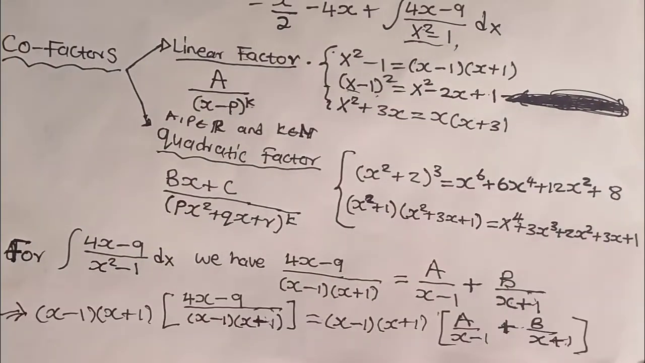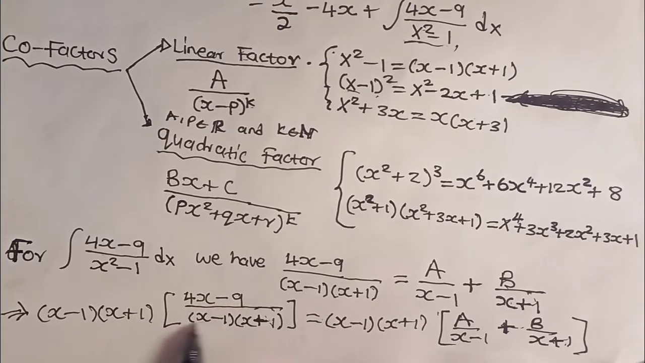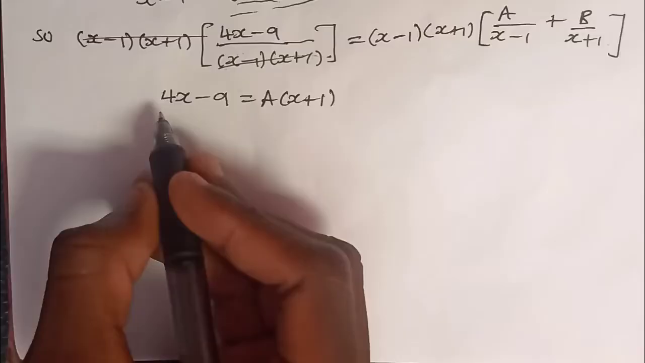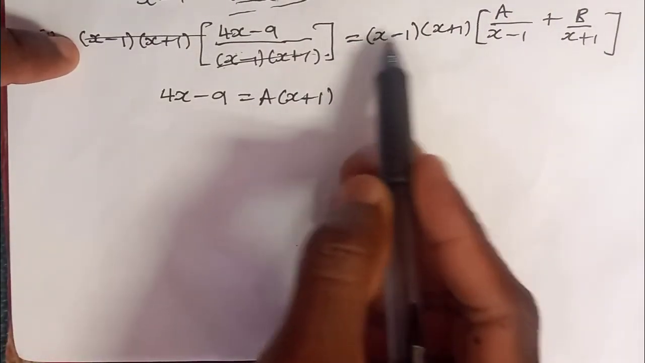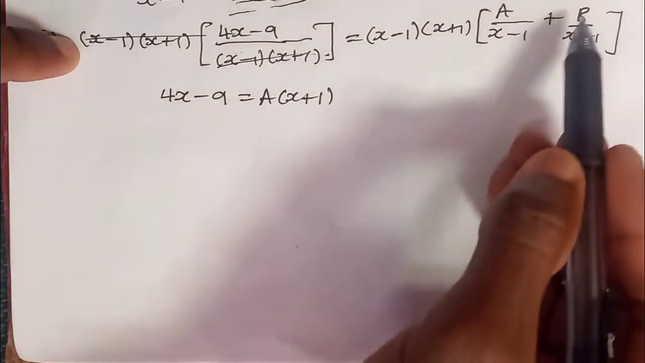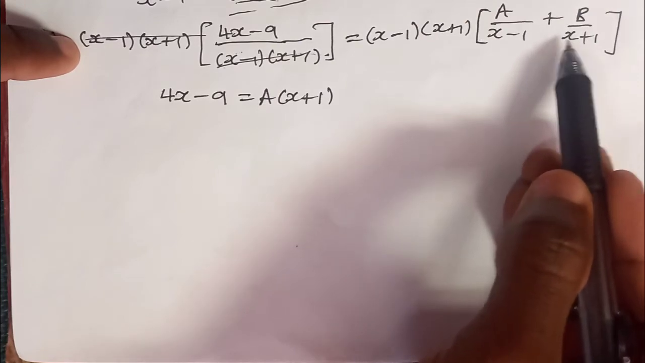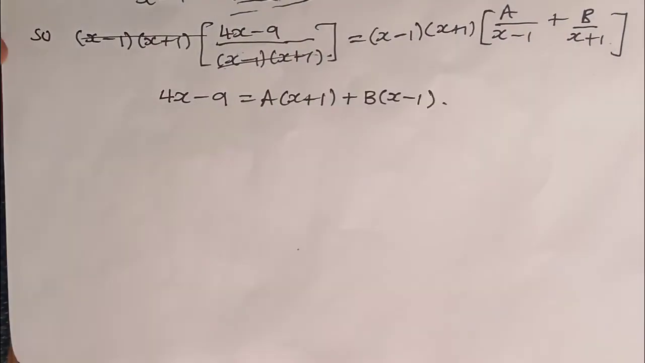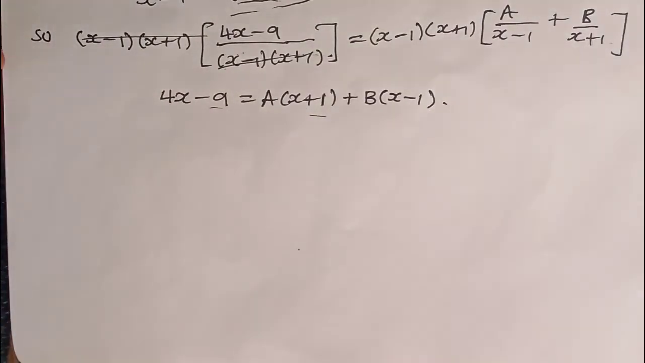For the left hand side, we'll be left with 4x minus 9, since the denominator cancels itself. For the right hand side, x minus 1 cancels x minus 1 and we're left with A into x plus 1. For the other part, x plus 1 cancels with x plus 1 and we're left with B into x minus 1. This equation holds for all x, an element of the real numbers, so we can use cases to solve for the values of A and B.